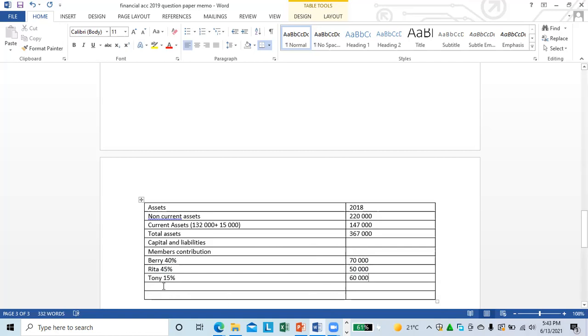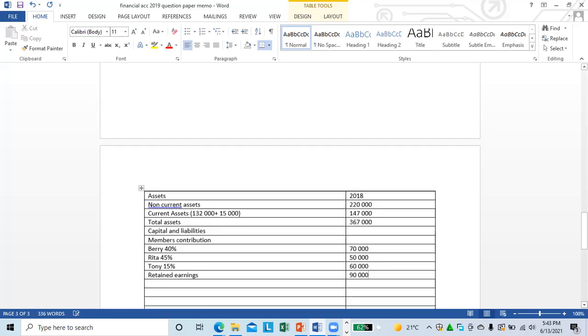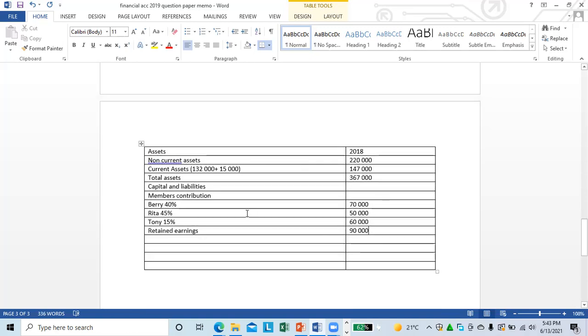And then from there we move on to the next account, retained earnings. Is there any effect on our retained earnings? No. There was no effect on the retained earnings, so we write it as it is. The amount is 90,000. Okay. So those were the only changes under capital. And then we move on to non-current liabilities.